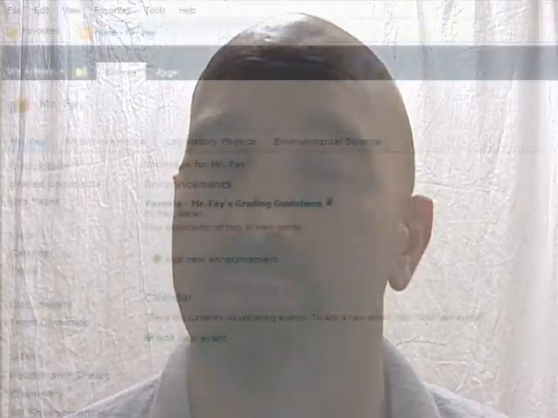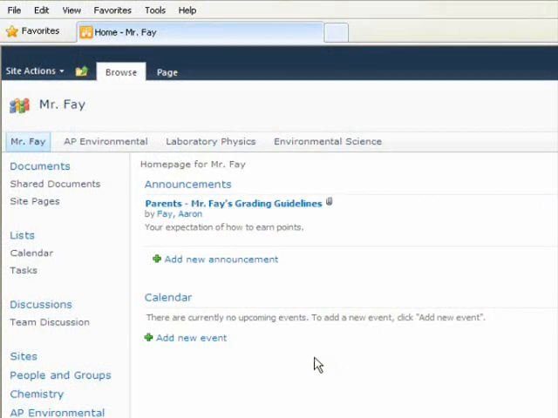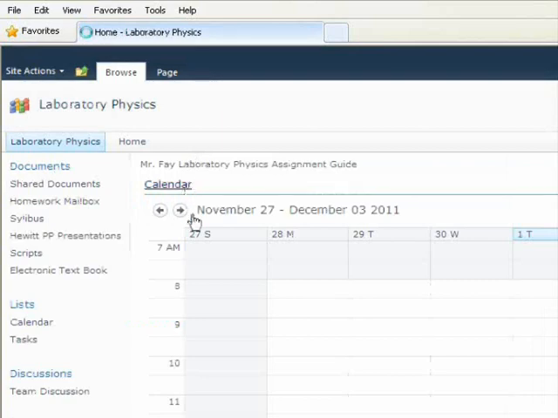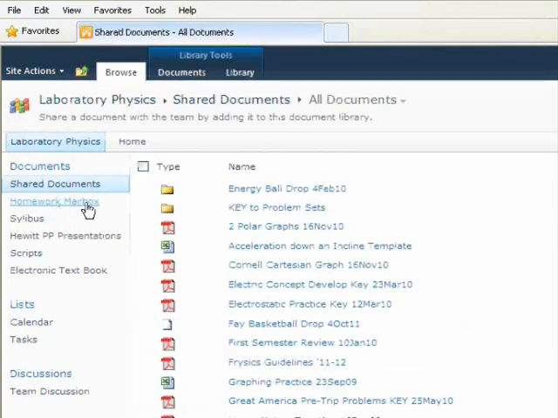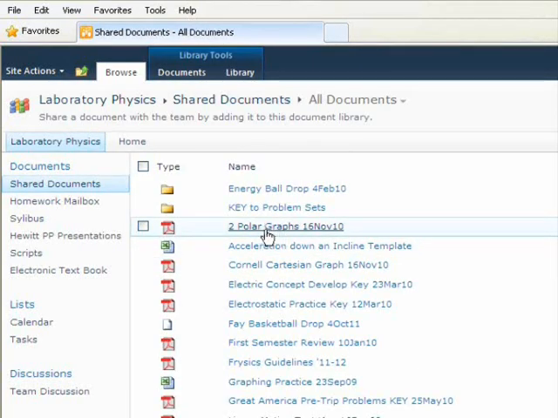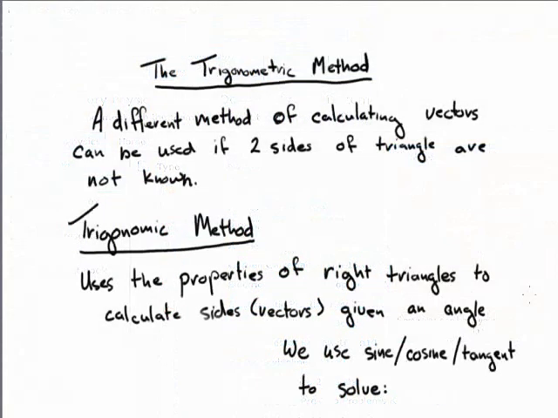I'm also going to be using a special paper called polar paper, and as an introduction I'll show you where to get that. Let's go. In order to find polar paper, we go to my portal page, Laboratory Physics, and once again you will see the homework diary here. But if you go to Shared Documents, we are looking for a document called Two Polar Graphs. The trigonometric method.